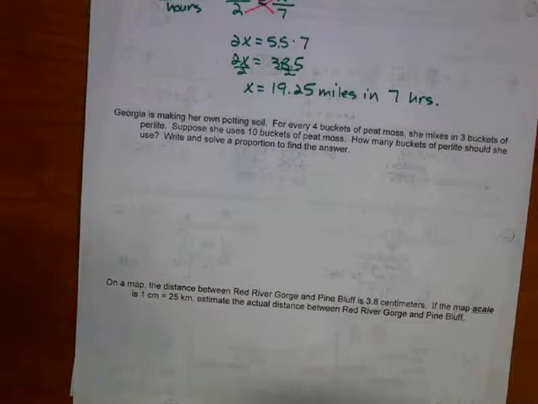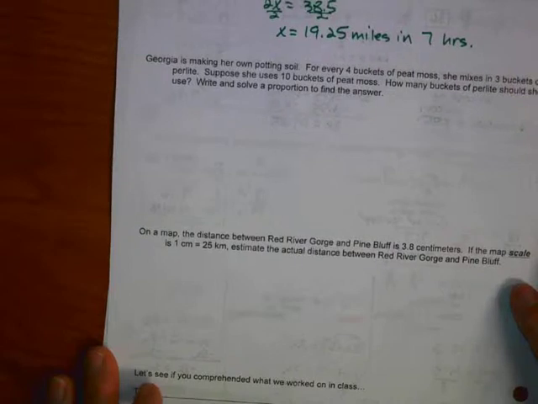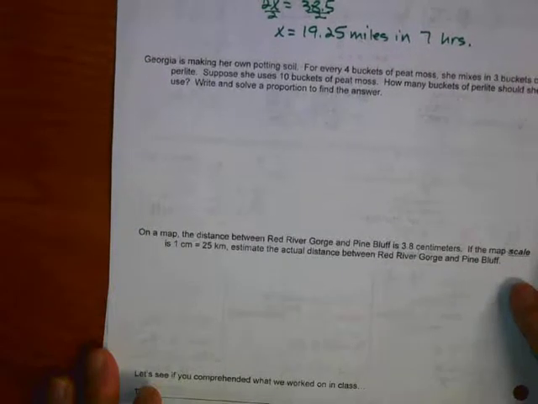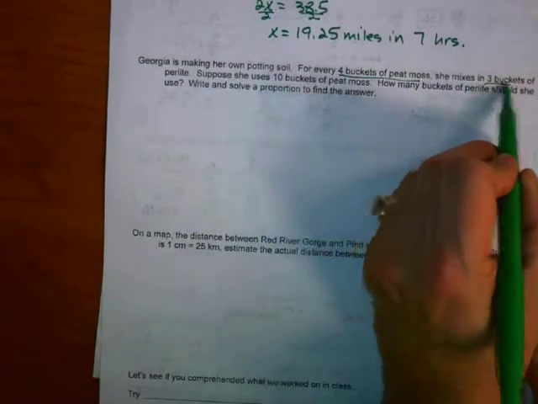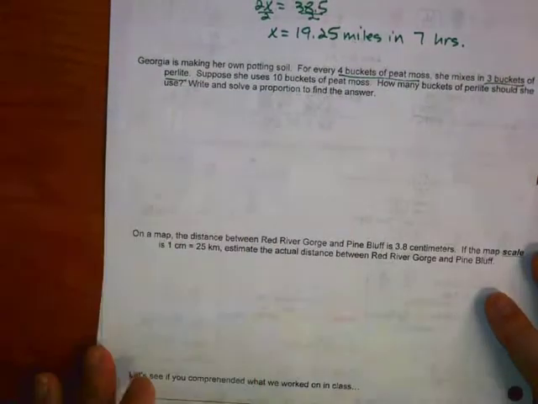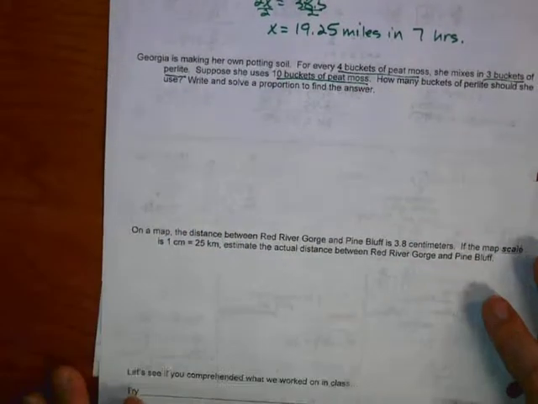Okay? All right. Georgia is making her own potting soil. Anybody do that? Anybody garden and all that kind of stuff? For every 4 buckets of peat moss, she mixes 3 buckets of perlite. Suppose she uses 10 buckets of peat moss. How many buckets of perlite should she use?